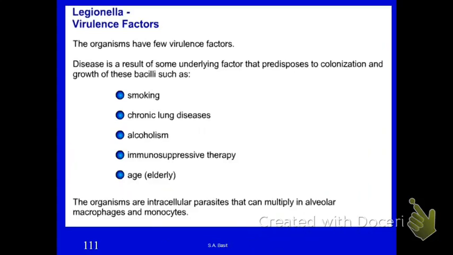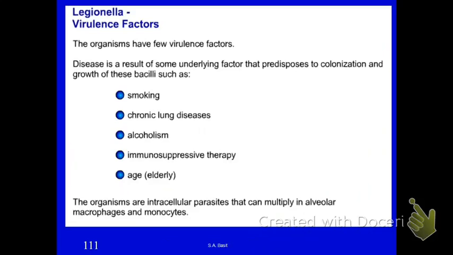What will predispose you to have this? So, the predisposing factors would include smoking, chronic lung disease, alcoholism, immunosuppressive therapy. Let's say, for example, you have just had a kidney transplant and you're taking immunosuppressive drugs, and then being old. Okay, so the organisms are intracellular parasites, which means that even if they have already been engulfed by a macrophage, these organisms could still multiply intracellularly.